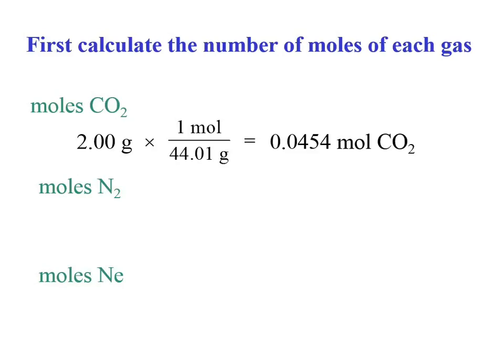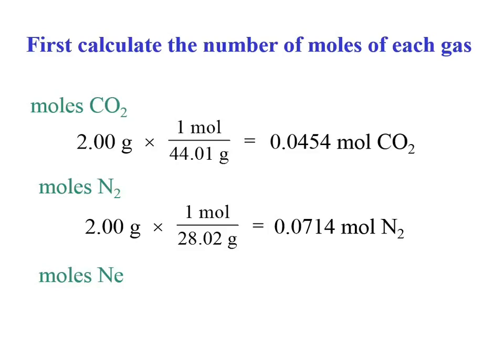So moles of N2, we're going to start with the mass of N2, which is also 2 grams. So 2.00 grams. Nitrogen is 14.01, so we're going to take that times 2. So 1 mole over 28.02 grams for nitrogen. And we have 0.0714 moles of N2.